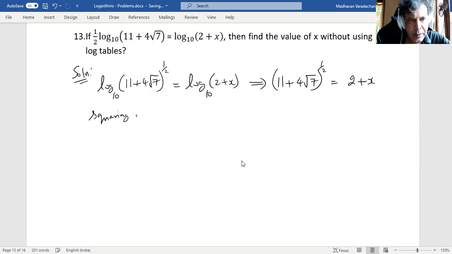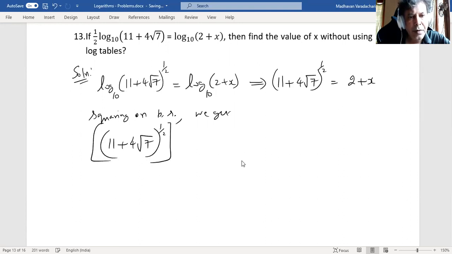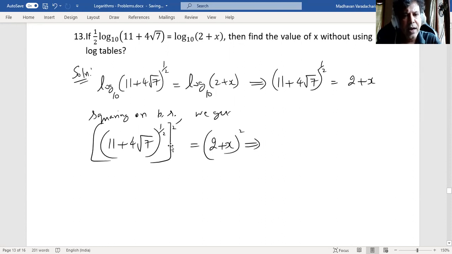Squaring on both sides, we get (11 plus 4 root 7) to the power of half, whole thing to the power of 2, because I am squaring, is equal to (2 plus x) the square. So when I square a square root, this will get cancelled. Half into 2 is 1. So I will simply write it as 11 plus 4 root of 7 is equal to, now this is like a plus b the whole square, a square plus b square plus 2ab.